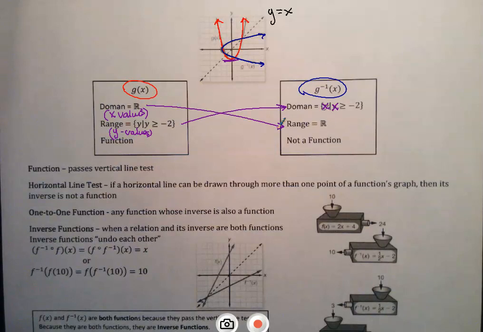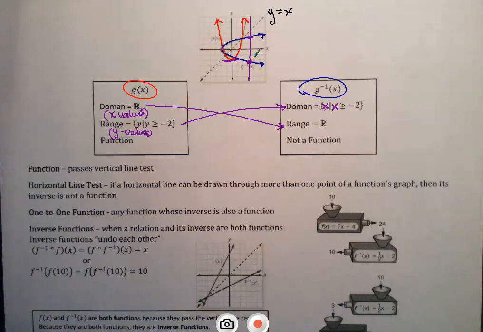So why is this one not a function? Because it doesn't pass the vertical line test, right? If we draw a vertical line, it hits it two times, so it fails. It's not a function.